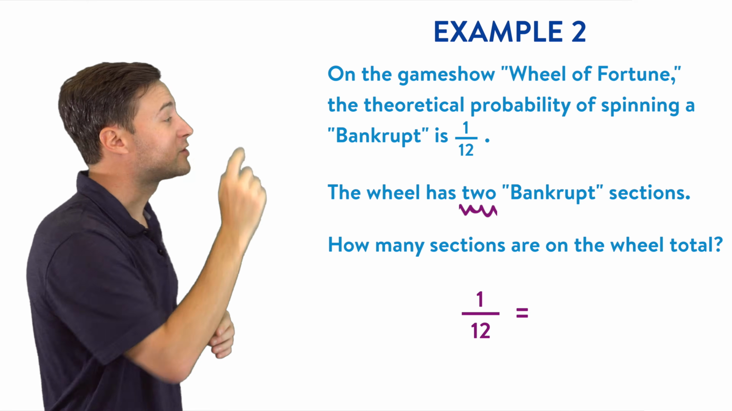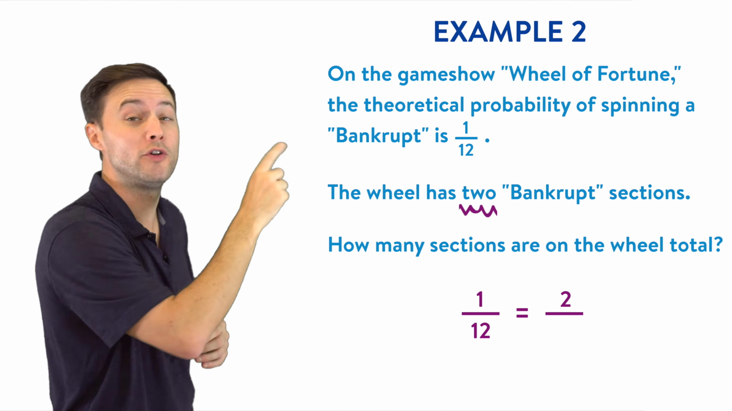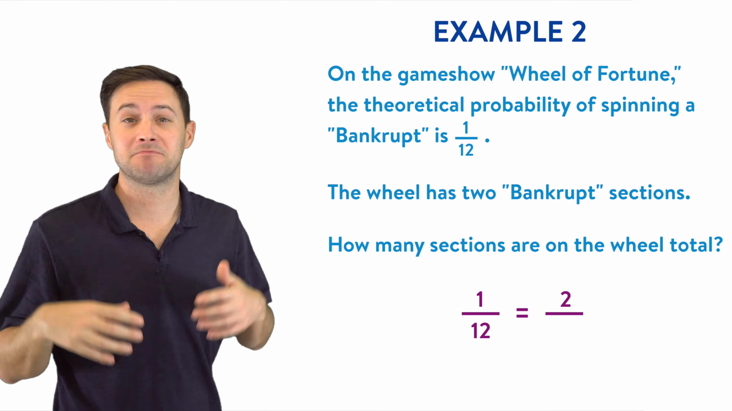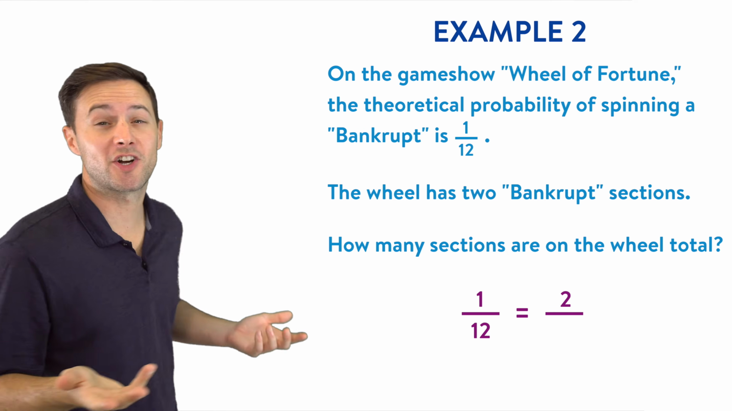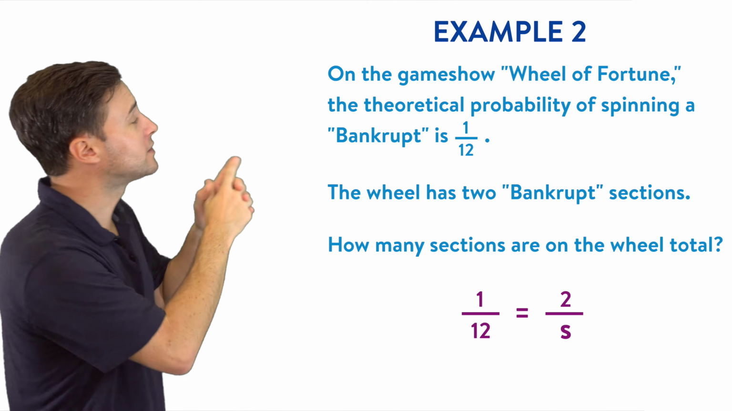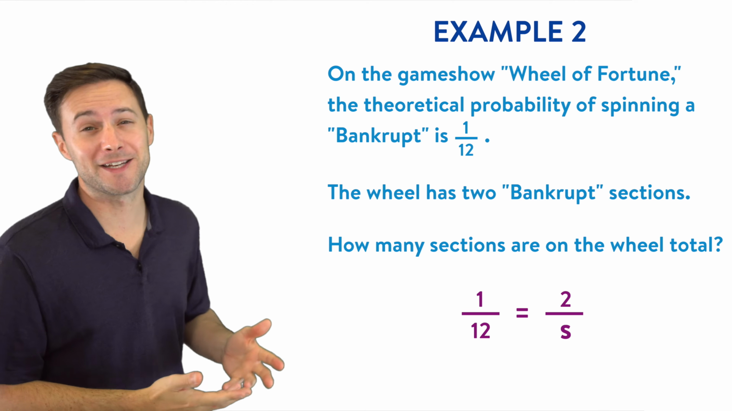So 1/12 is going to be equal to, there's 2 bankrupt sections, so that goes in the numerator, our favorable outcomes, divided by the total number of outcomes, which is what we're trying to find. Let's just call that S for sections. So 1/12 is equal to 2 over S. This one's pretty simple.